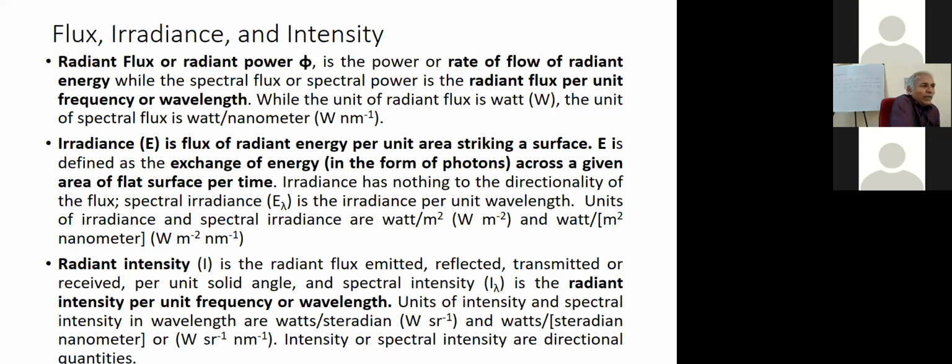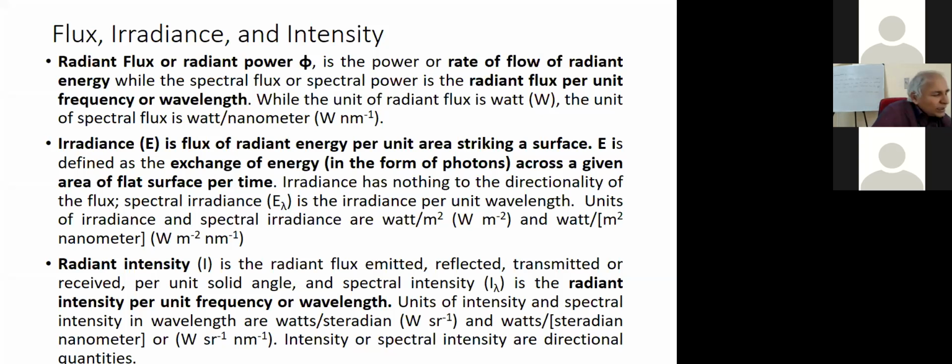So irradiance is simply the flux of the radiant energy per unit area that is striking a surface. The unit of irradiance is simply radiant flux per unit area, so it is watts per meter squared. Again, we can also talk about spectral irradiance. Spectral irradiance means irradiance per unit wavelength or per unit frequency, as I indicated before. Normally per unit wavelength is what is used. So the unit of spectral irradiance would be watts per meter squared per nanometer.